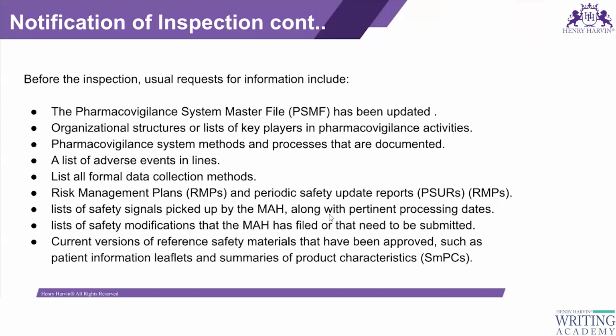The copy in a file, those PSURs and RMP are presented. Then a list of safety signals picked up by the MAH along with pertinent processing dates. So what are the signals or the adverse drug reactions which are reported directly to the drug manufacturer, or to the marketing company, in case the marketing company and manufacturer are different. In case they are the same, then what are the safety signals which are directly sent to the marketing authorization holder or to the drug manufacturer, and on what dates those cases were processed. So that information is given.